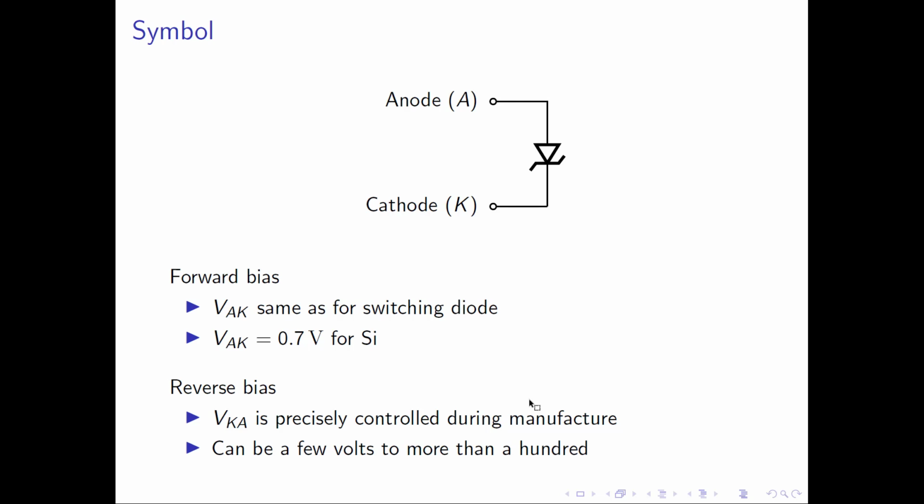In reverse bias, things can be quite different. For reverse bias voltages less than the reverse breakdown voltage, the diode will be blocking. When the reverse bias voltage exceeds the reverse breakdown voltage, it will go into breakdown, but you can happily take it out of breakdown as well. It turns out that that breakdown voltage can be precisely controlled during the manufacturing process, and it can be from just a few volts up to well over 100 volts.